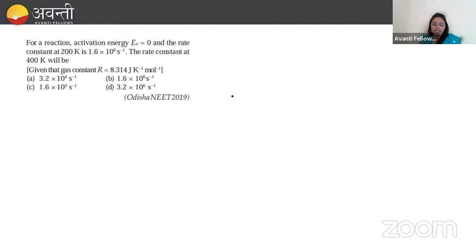Okay, next. For a reaction, the activation energy EA and the rate constant at 400 Kelvin are given. Here we are given the activation energy, and we need to find the rate constant at 400 Kelvin. Here the rate is given at two temperatures: K is given for 200 Kelvin, and K2, that is for 400 Kelvin, we need to find out.